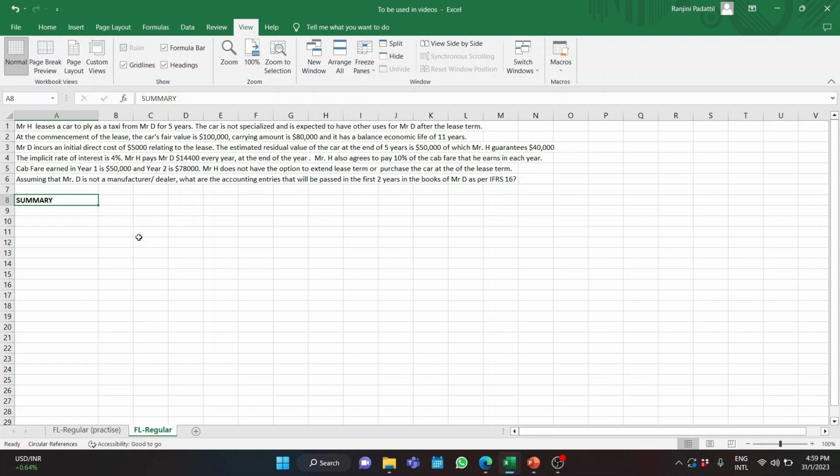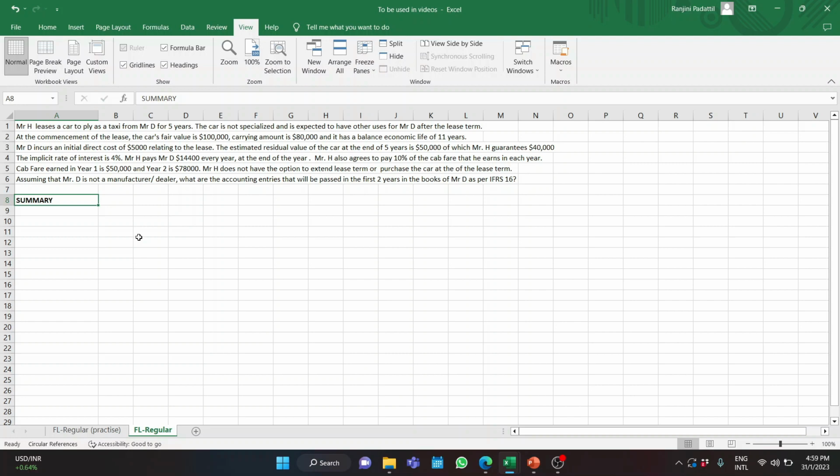Mr. H does not have the option to extend the lease or purchase the car at the end of the lease term. Assuming that Mr. D is not a manufacturer or dealer, what are the accounting entries that will be passed in the first 2 years in the books of Mr. D as per IFRS 16? So you see that this question is identical to the earlier example we discussed, with the only exception that Mr. D is not a manufacturer or dealer.